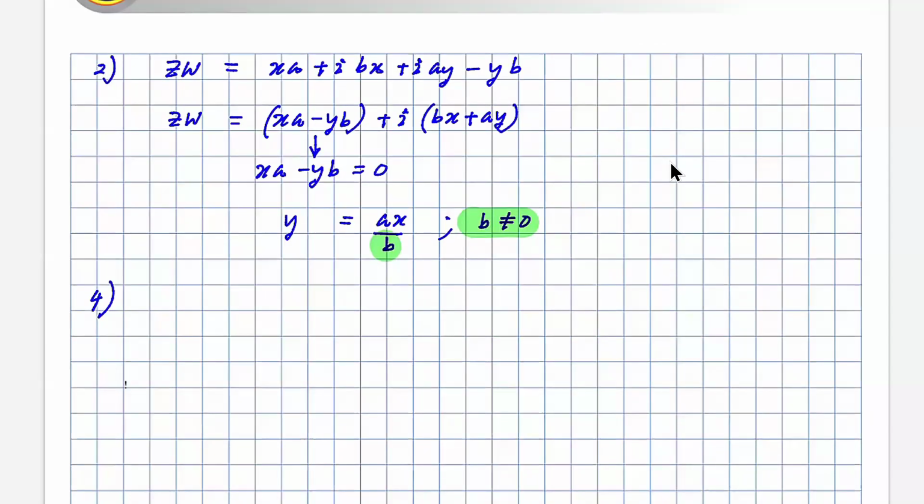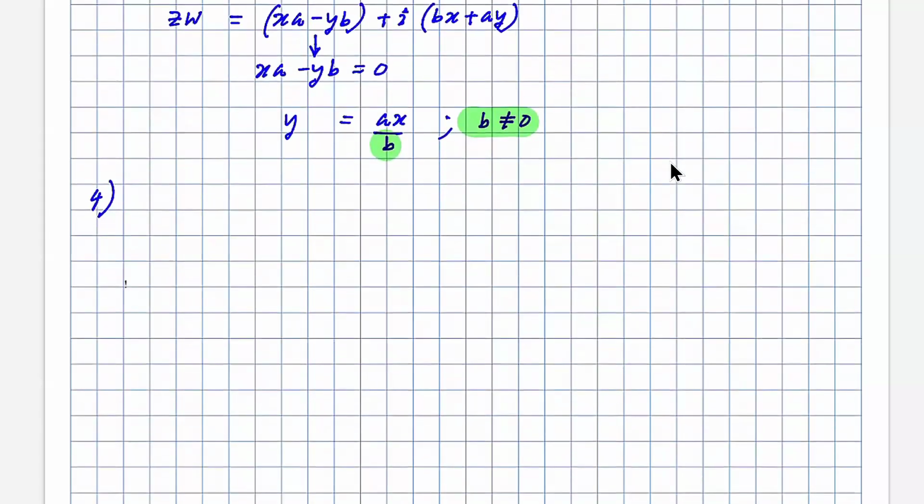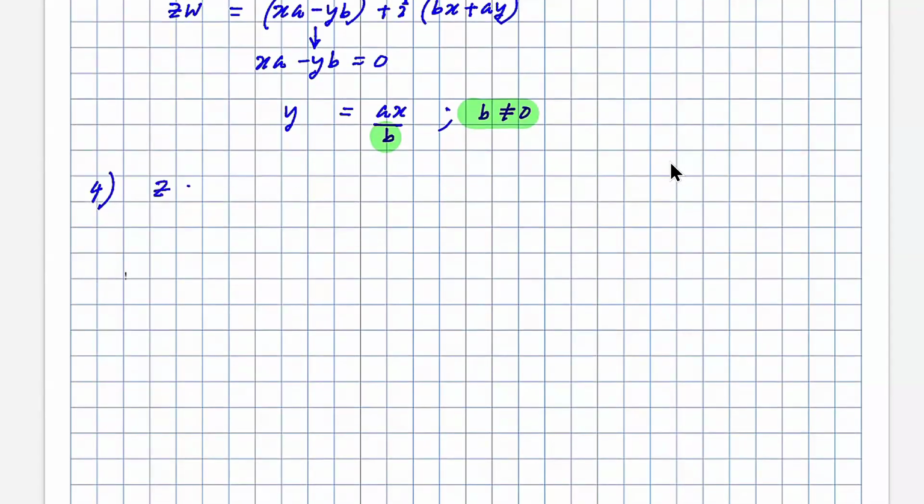For 4, you have 1 divided by 1 plus i. Find the exact value of mod Z. Okay, I think z is 1 divided by 1 plus i. So you have to understand, then z conjugate is going to be 1 divided by 1 minus i. Is that right?